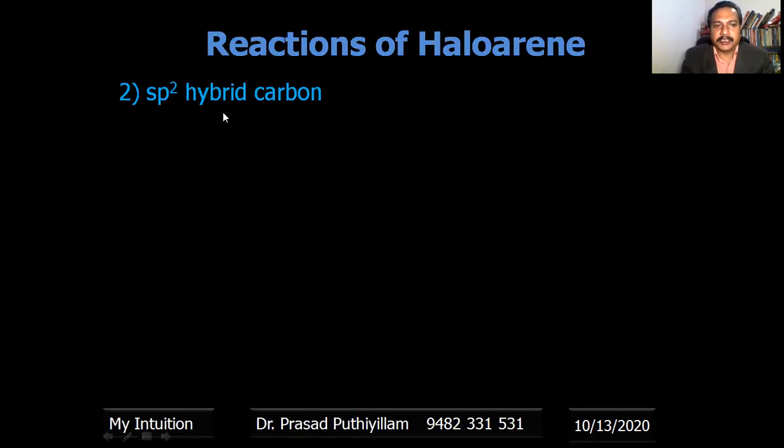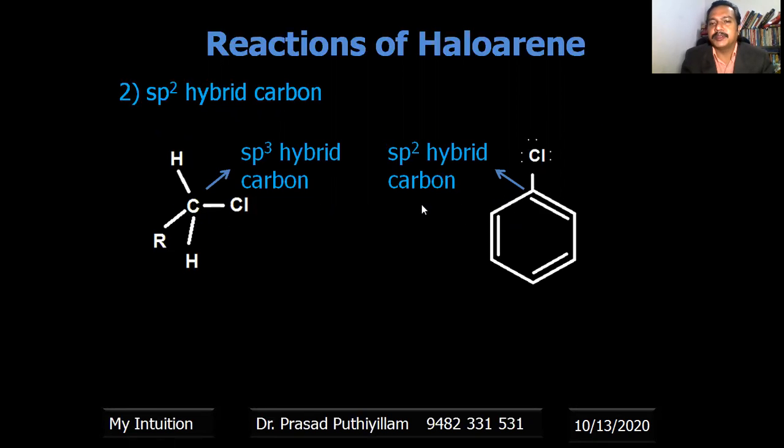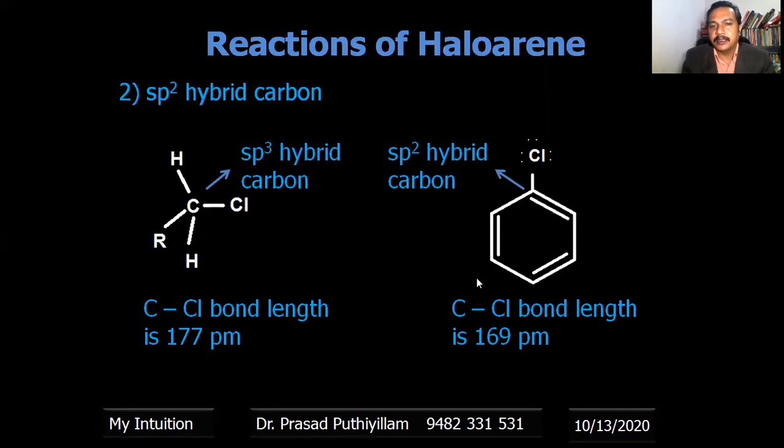The second reason is sp2 hybrid carbon. In alkyl halides, the carbon connected to the halogen atom is an sp3 hybrid carbon. This is an alkyl halide, not a haloarene. Whereas in a haloarene, say chlorobenzene, the carbon connected to the chlorine is an sp2 hybrid carbon. All carbons in the benzene ring are sp2 hybrid carbons. Because of this, the C-Cl bond in alkyl halide is around 177 picometer, while in chlorobenzene it is 169 picometer.